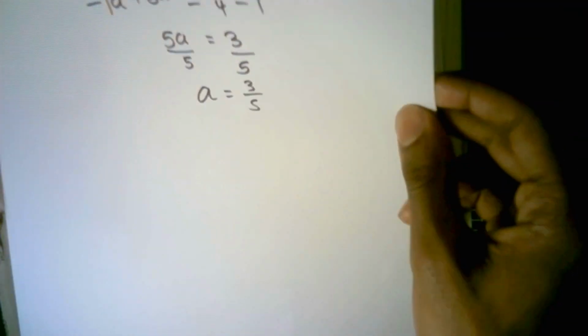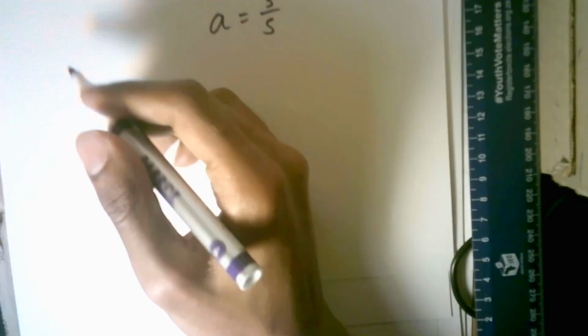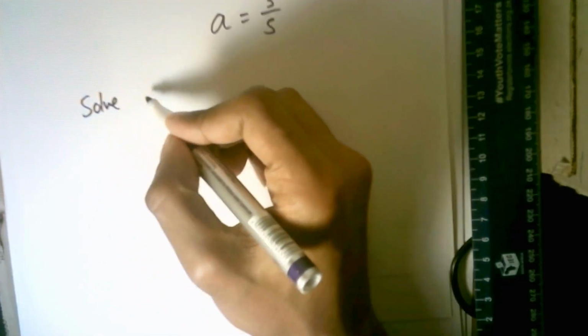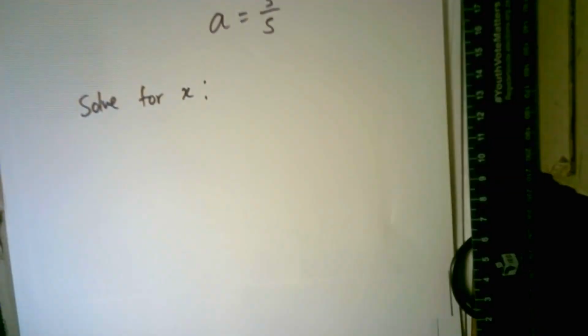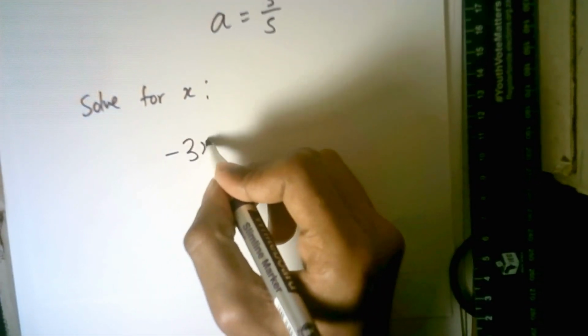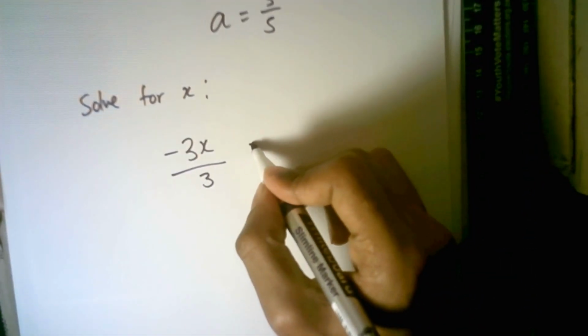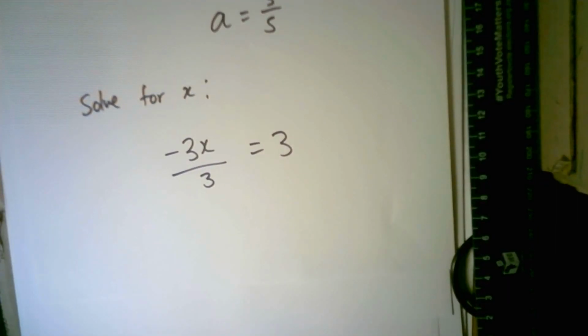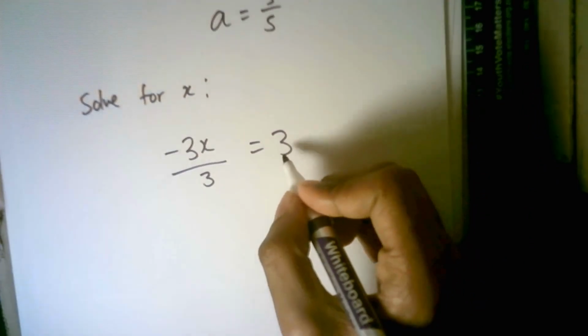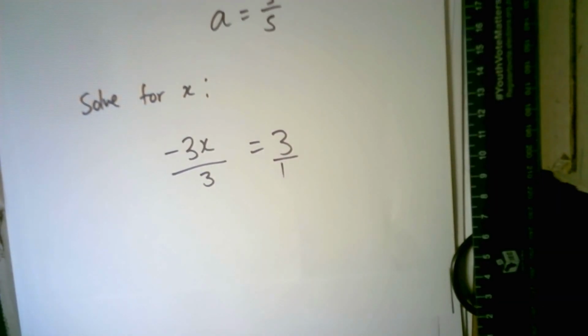Moving forward from there, we are also required to solve for x. So if we have an equation that involves a fraction, for example, if I have negative 3x over 3, it's equal to 3, and I'm required to solve for x. And of course, if I look at the right hand side of the equation, 3 is also a fraction. You might say, how can 3 be a fraction? It looks like a whole number. But I can also rewrite 3 as 3 over 1. Right? That's perfectly correct as well.